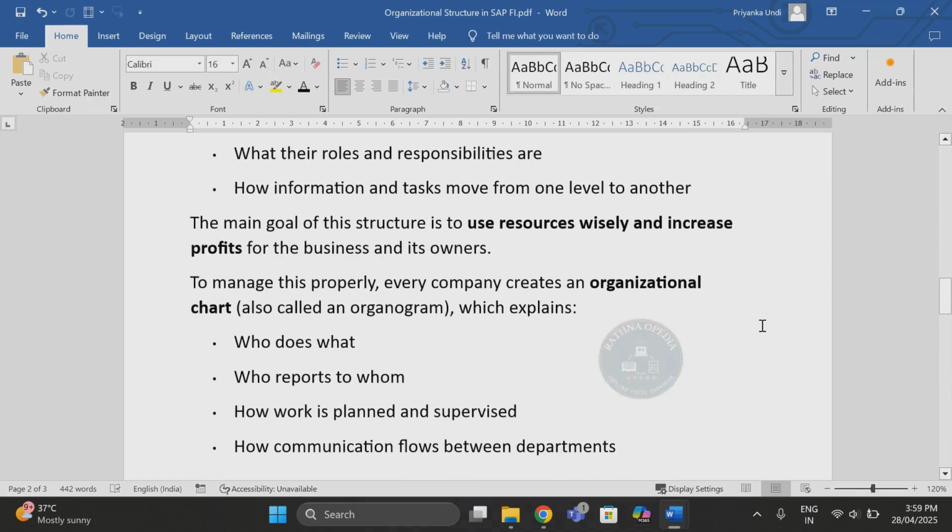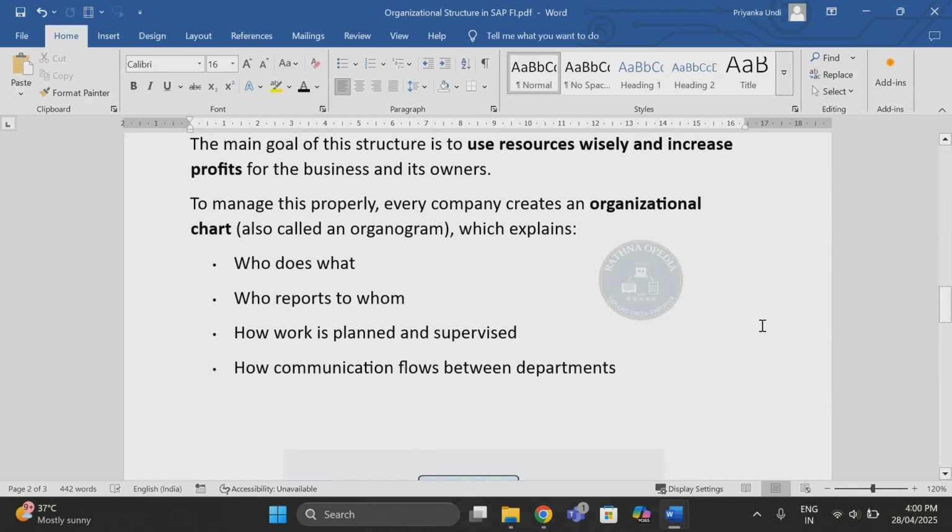The main goal of this structure is to use resources wisely and increase profit for the business and its owners.